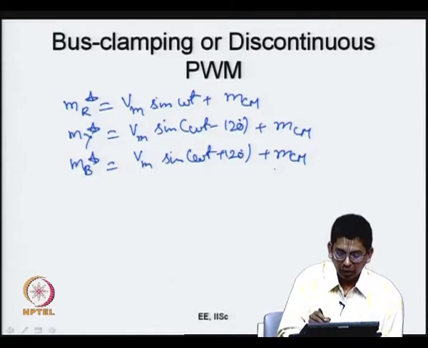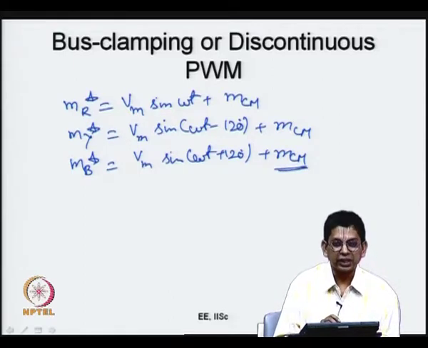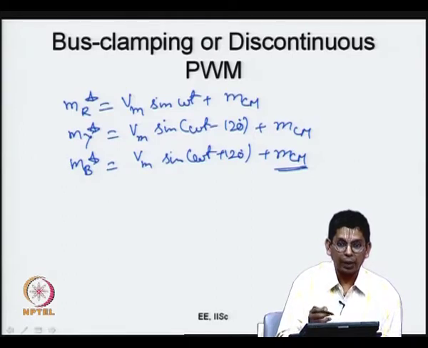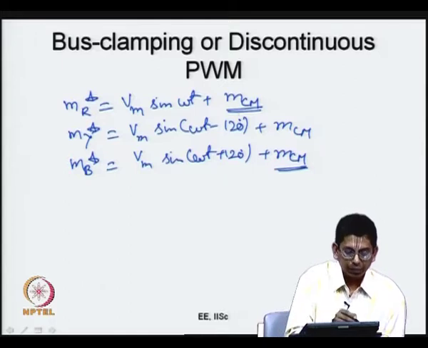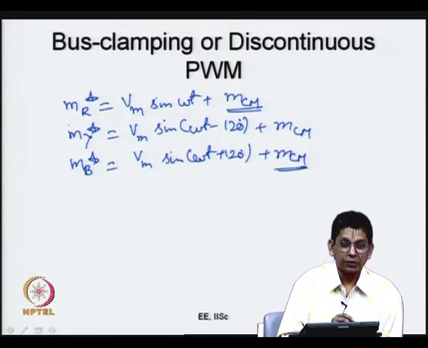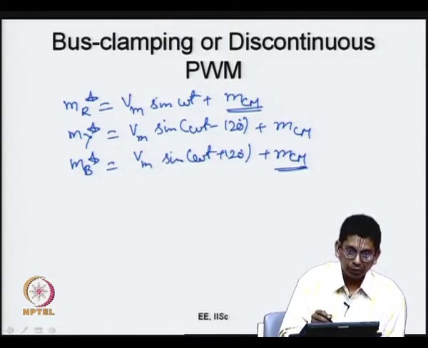Now, you can choose an MCM such that it would clamp the bus, it would clamp one of the phases. For example, let me take this. Can I clamp R phase? Yes, I can clamp R phase. When can I clamp R phase? Now, to which bus? It could be to the positive bus or negative bus.